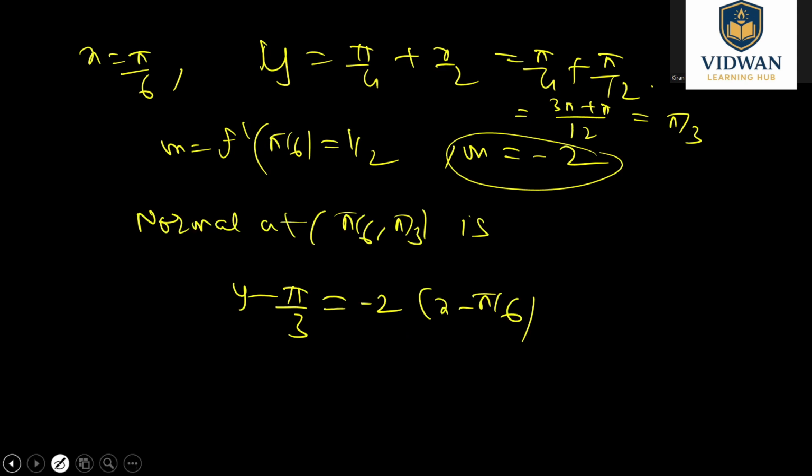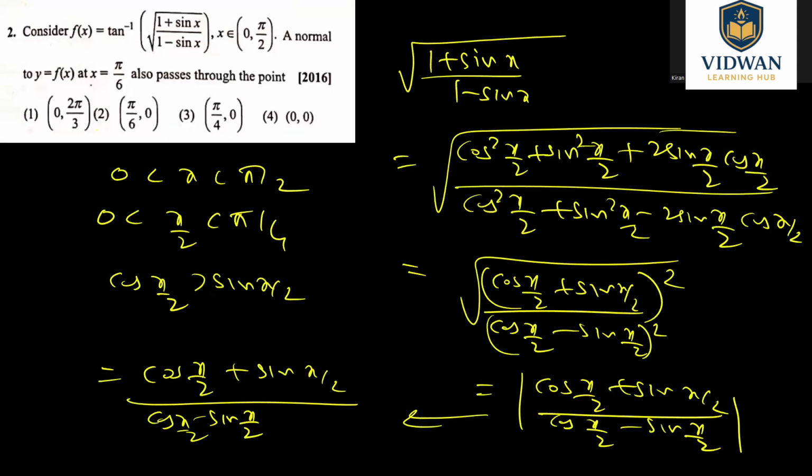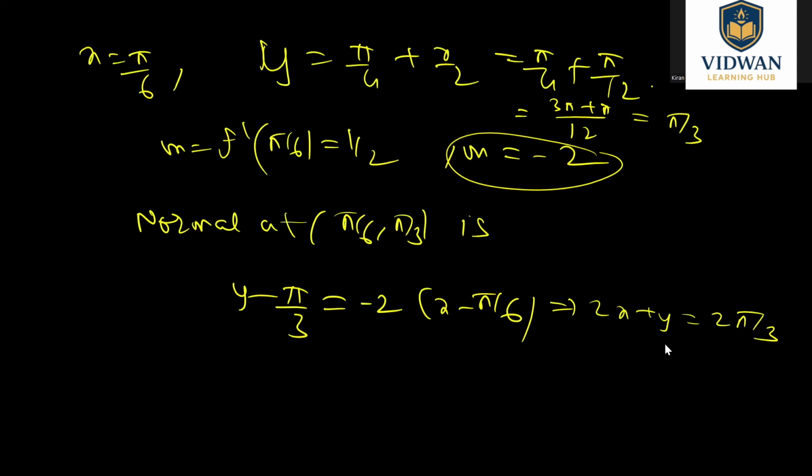So you can finish writing and check which option will satisfy this, because they said the normal passes through a point. So you have to put this point in and verify which point will satisfy the normal equation. It passes through 0, 2 pi by 3. So you can conclude that it passes through 0, 2 pi by 3.